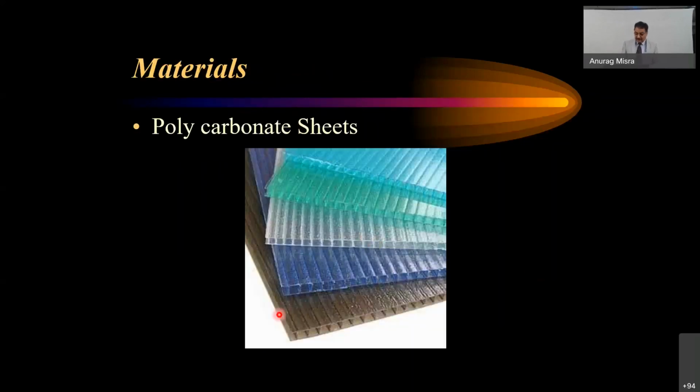These are some of the polycarbonate sheets. These are available in the market. You can see different shades, different colors, and these are cellular ones. So you can see here that this is a double layered cellular sheet, which provides good insulation from outside, and also gives you diffuse light.